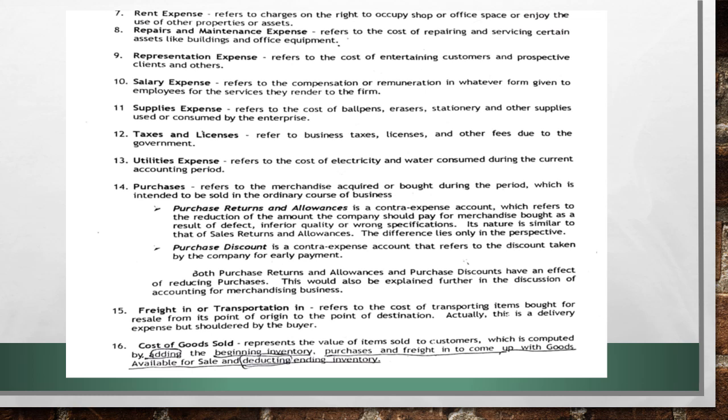And then, number 16, the cost of goods sold. Those are the value of items sold to customers, which is computed by adding beginning inventory, purchases, and freight in to come up with goods available for sale, and deducting ending inventory. For this cost of goods sold, we will have many computations when we get to manufacturing business.